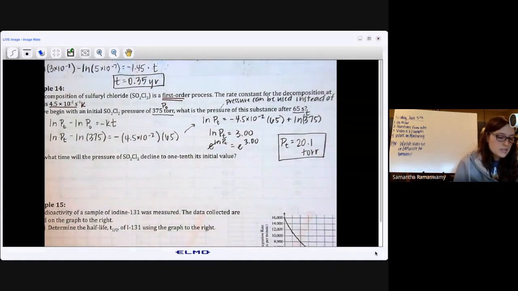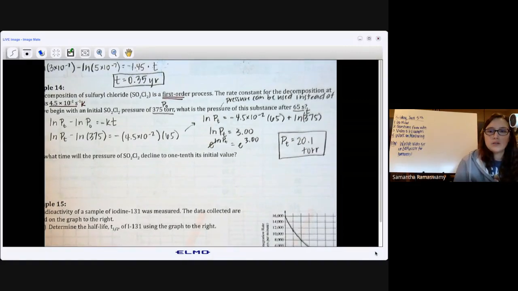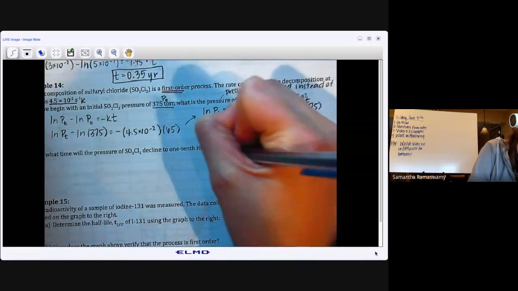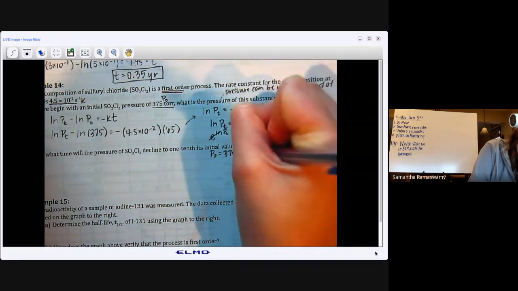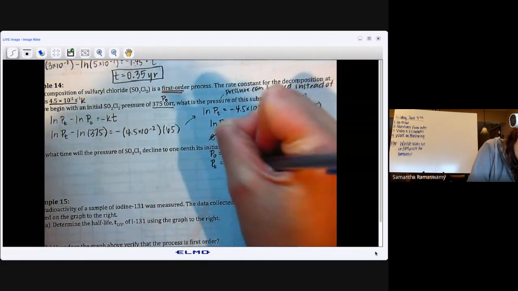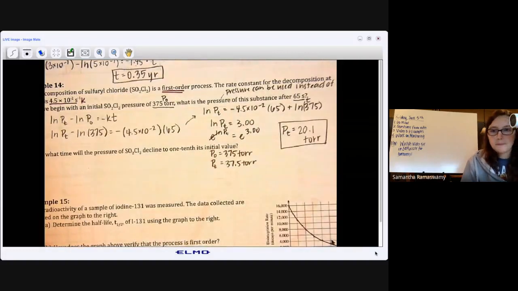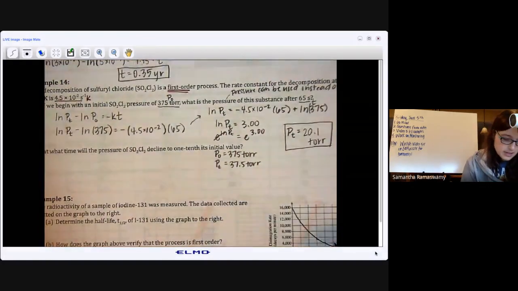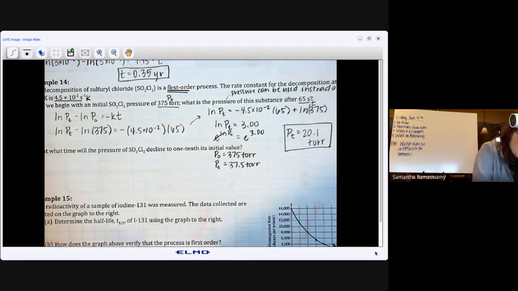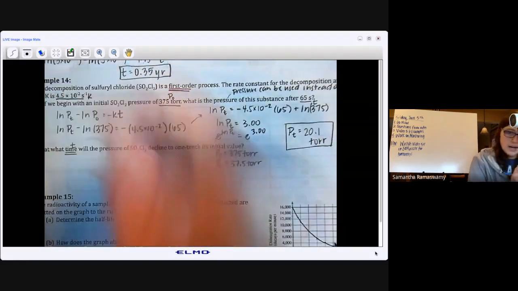And then part B says, at what time will the pressure decline to 1/10 of its initial value? So when will it decline to 1/10 of its initial value? Well, P initial was 375 torr. So 1/10 of that, divided by 10, is 37.5 torr. Again, all I did right now is I said, okay, initially it was 375. That's what they told us in the problem. We want 1/10 of its initial value. That's 37.5. And it says at what time? So I'm solving for time now.